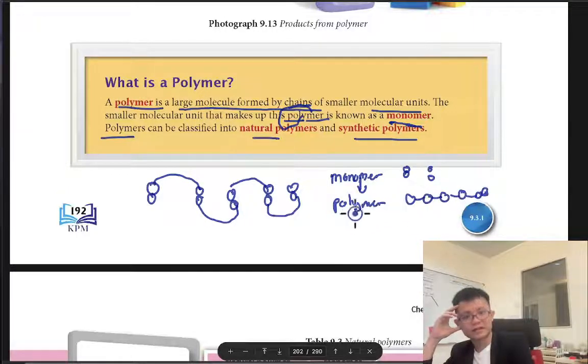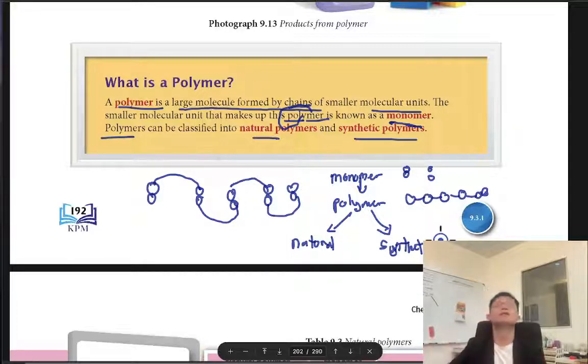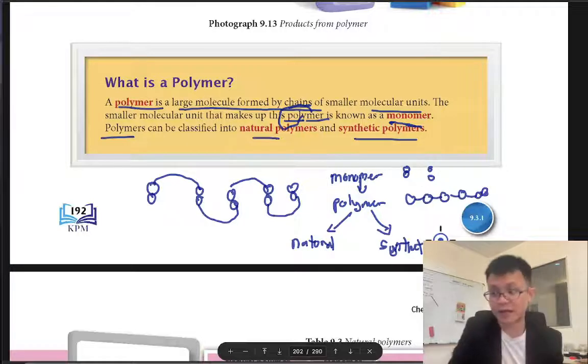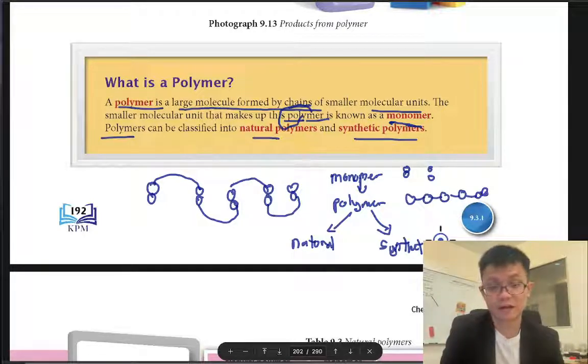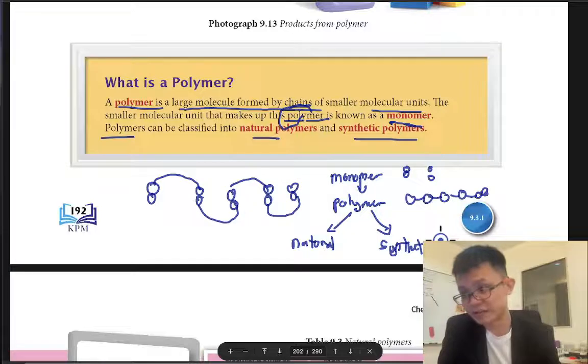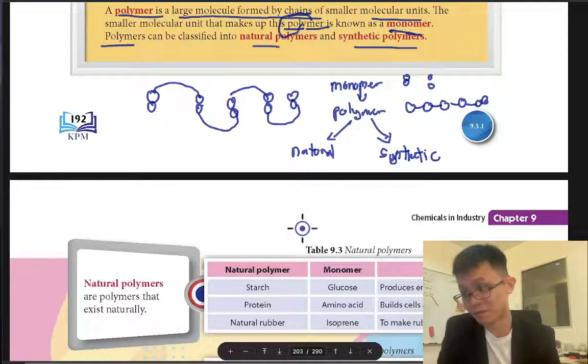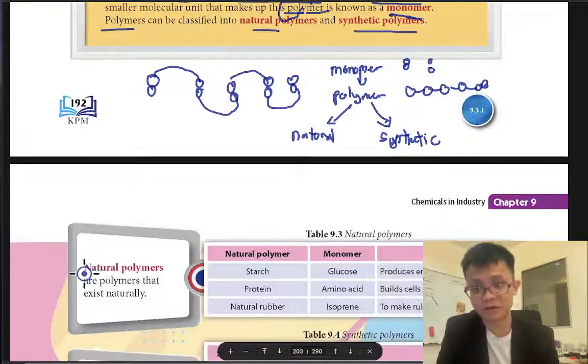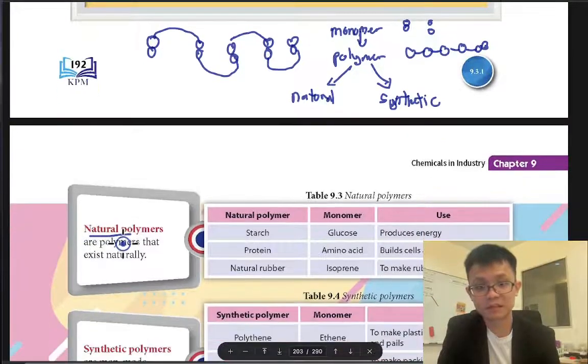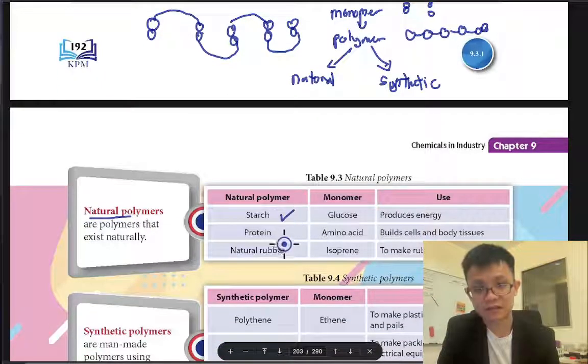And polymer is divided into two. One is natural polymer, which is natural, and one is synthetic, which you make into a polymer. Why do you want to make it a polymer? You want to make it so that it becomes stronger, correct or not? Later we are going to see examples of the function. Okay, natural polymer exists in nature. Natural polymer like starch, protein, or rubber.